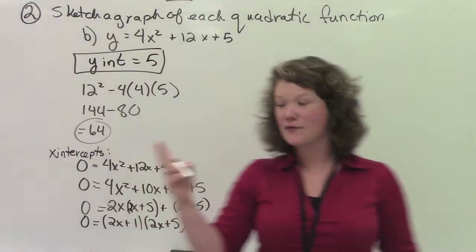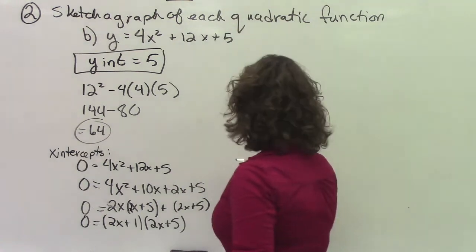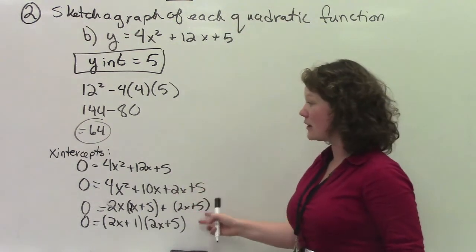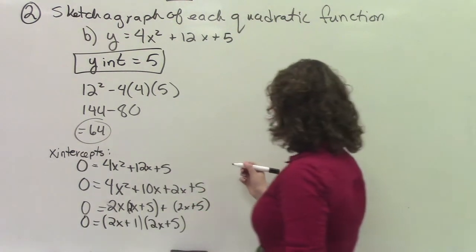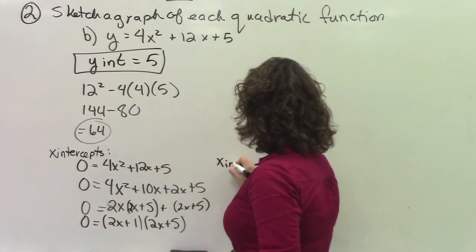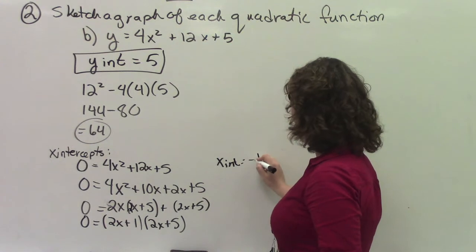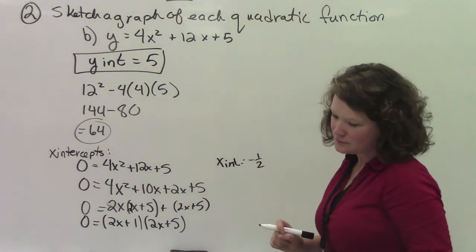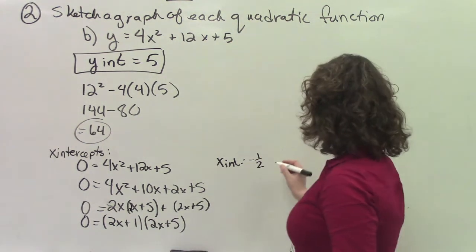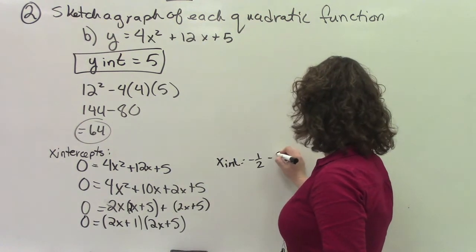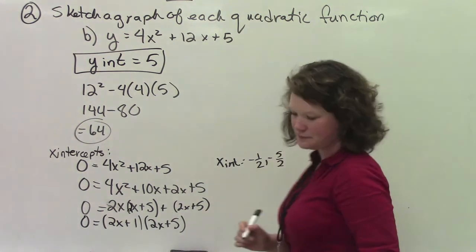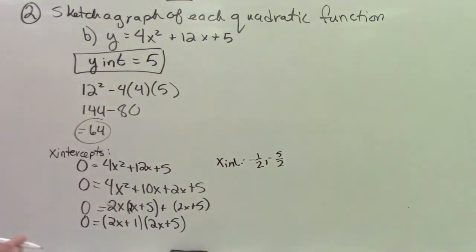Alright, so we have two roots here, or two x-intercepts. They are going to be at negative 1/2 and at negative 5 over 2. Alright, so we have the x-intercepts, we have the y-intercept.